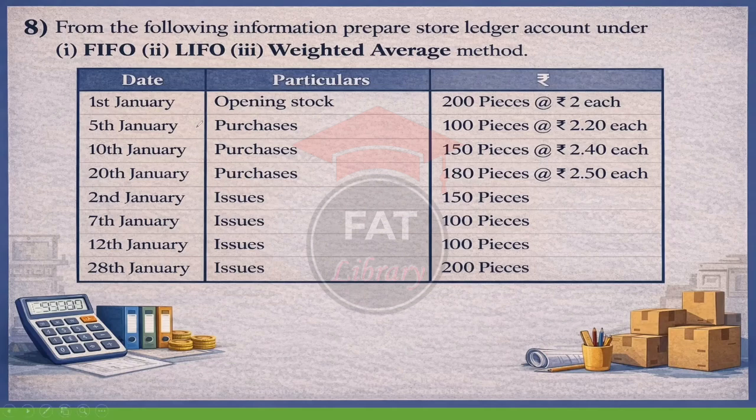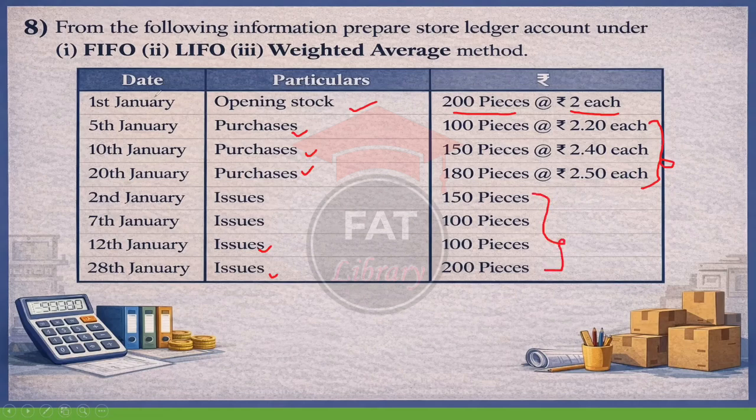So here, on 1st January, they have given the opening stock of 200 pieces at 2 rupees each. On 5th January, 10th January and 28th January, they have given the purchases. On 2nd January, 7th January, 12th January and 28th January, they have given the issues. You can see here, they have given the rates only for purchases or receipts, and for issues, they have not given the rate. This is one thing.